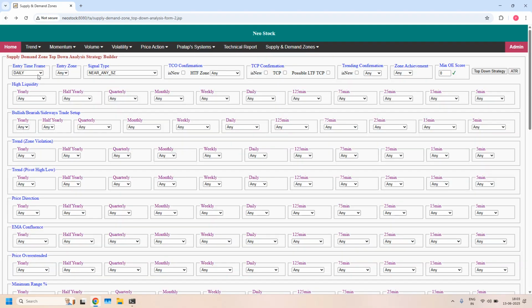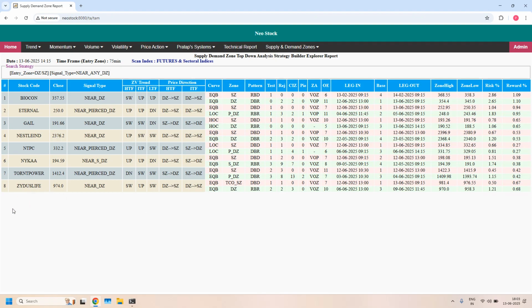Okay, next time frame is 75 minutes. Stocks near to the 75 minutes demand zone, we got 8 stocks. Let us identify 75 minutes high liquidity demand zones from this list. Nykaa is having a 75 minutes high liquidity demand zone. That's it. We got 1 75 minutes high liquidity demand zone from this list.